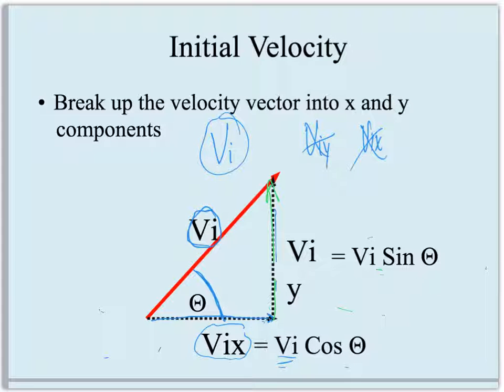So you have to get into the pattern of recognizing that these are the formulas that you just come up with without having to rearrange it multiple steps. You just should know how to get VIX and how to get VIY. And again, the reason there's an I there is because this is considered the beginning of the path, the beginning of the trip of the object.